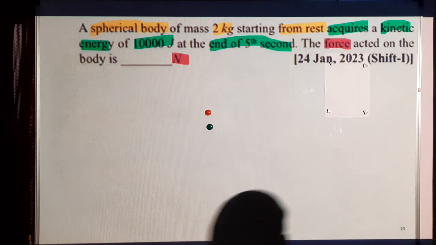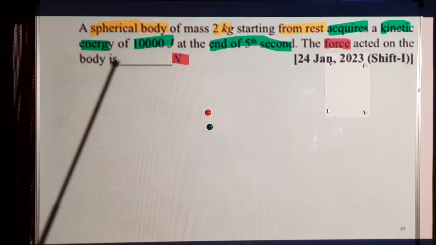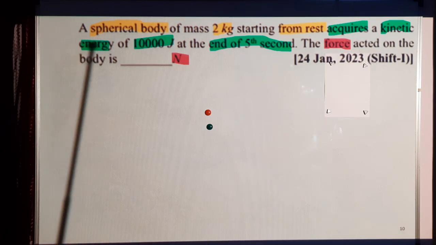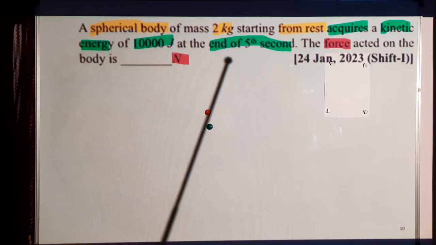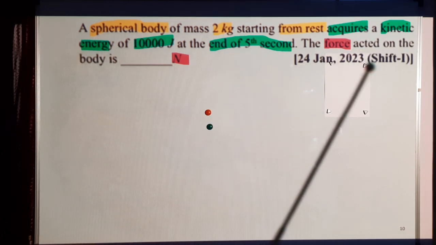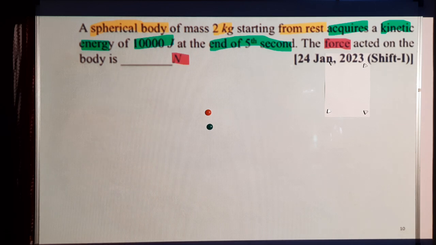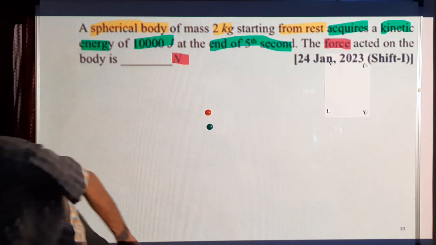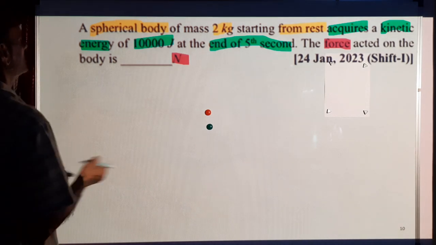Next question. A spherical body of mass 2 kg starting from rest acquires a kinetic energy of 10,000 joules at the end of the 5th second. The force acting on the body is... You can pause and attempt this question.